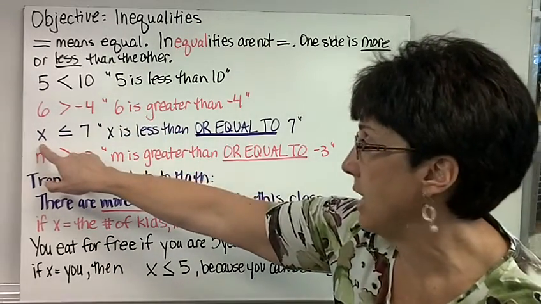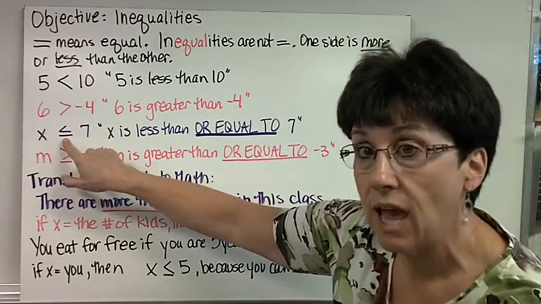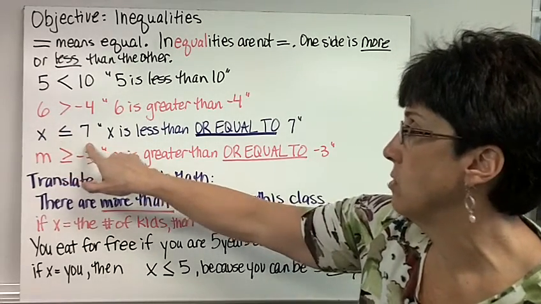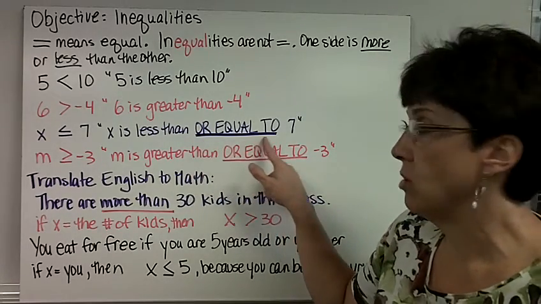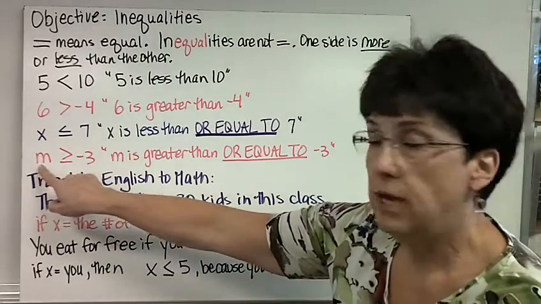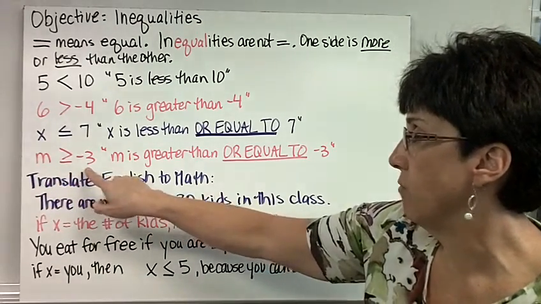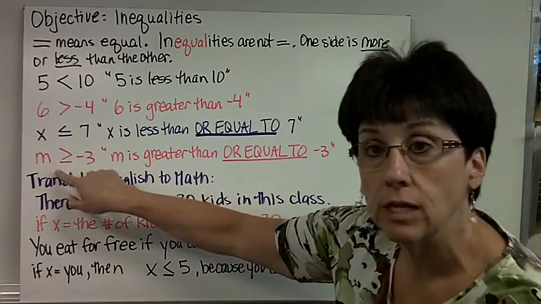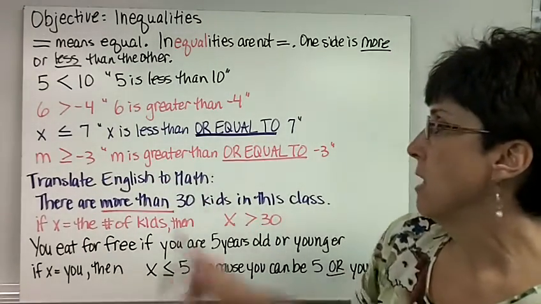This is read as x is less than or equal to, because it has half of the equal sign underneath it. x is less than or equal to 7. I've underlined it because it's "or equal to." That's what the underline is for. And finally, m is greater than or equal to -3. And once again, I've underlined "or equal to." So the underline is "or equal to." That's how you would read those inequalities.